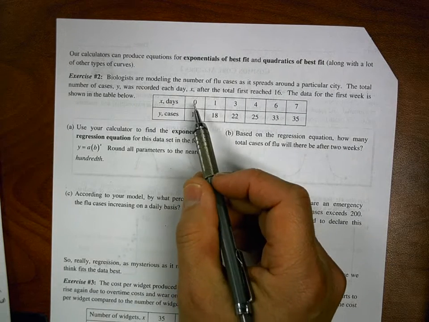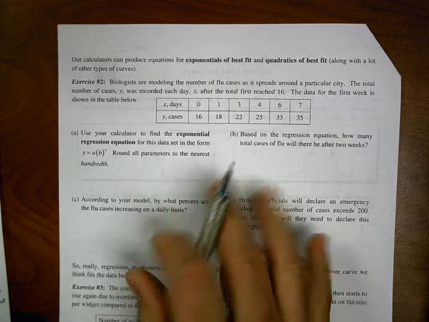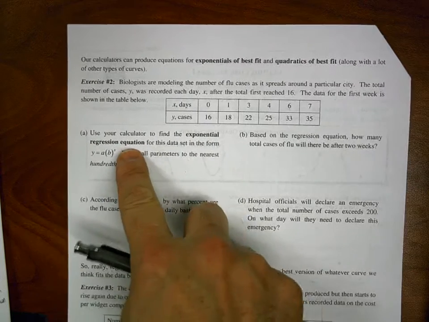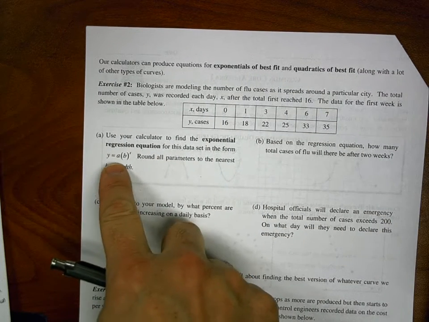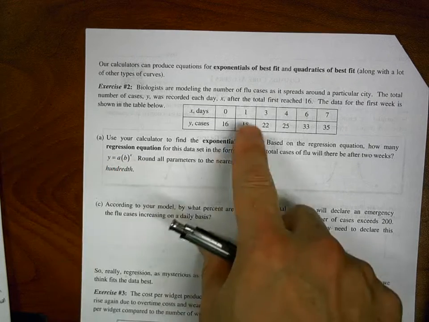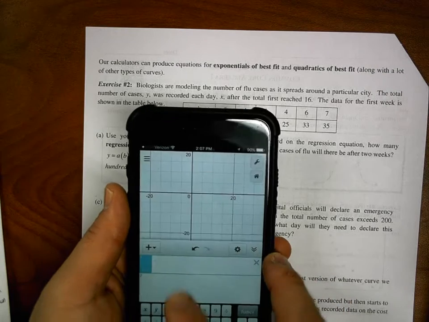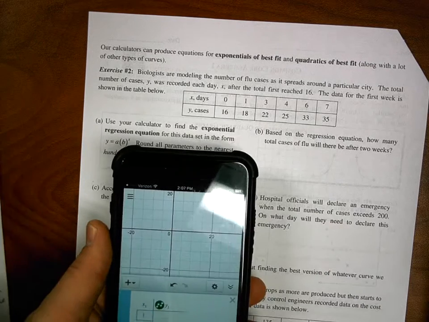Okay, so starting at 16 cases, 1 day later there's 18 cases, and so forth. Use your calculator to find the exponential regression equation for this data. Exponential is y equals a b to the x. So let's go ahead and put our table in. Back to Desmos, plus table. Type in these values for your x and your y.